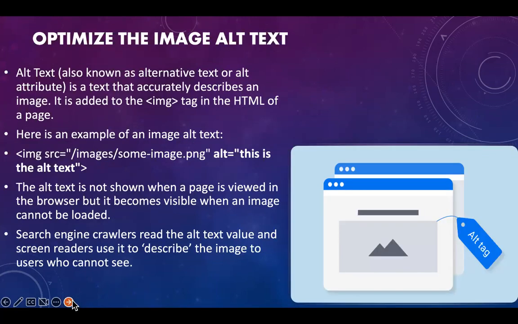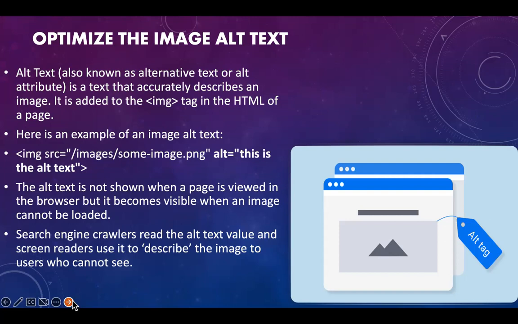So optimize the image alt text, and this is also very important. Alternative text, or alt text attribute, is a text that accurately describes your image. It is added to the image tag in the HTML of a page. Here is an example of an image alt text. You can see a text that is added to this, the alt text.